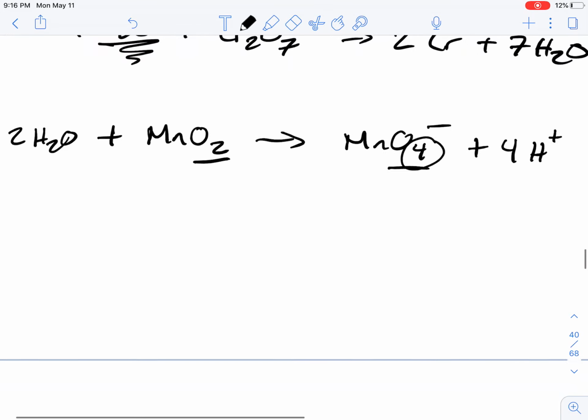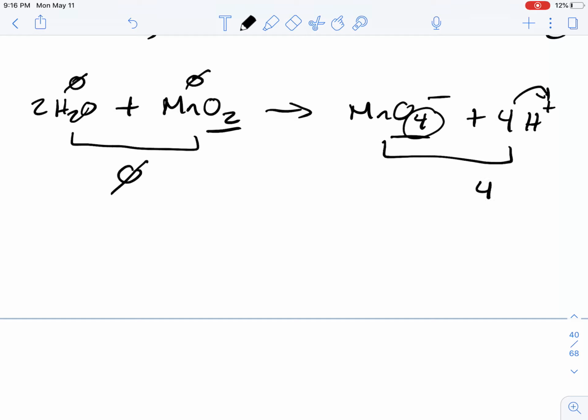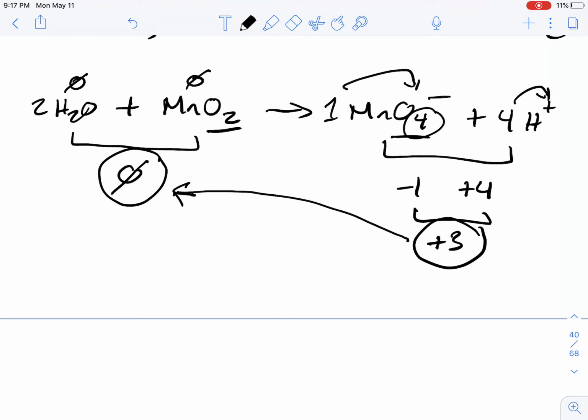And so now that I have all my elements balanced, I need to balance my charge. To balance my charge, I'm going to look at my overall charge for each compound. And it looks like on the left-hand side, I have 0. On the right-hand side, it looks like I have 4 positive charges. And here I have 1 negative charge. So overall, this is going to be +3. And so I'm going to compare my overall charges, and I'm going to make sure that the larger number becomes the smaller number. And the only way that's possible is if I add 3 electrons or 3 negative charges. So -3 plus 3 is equal to 0.